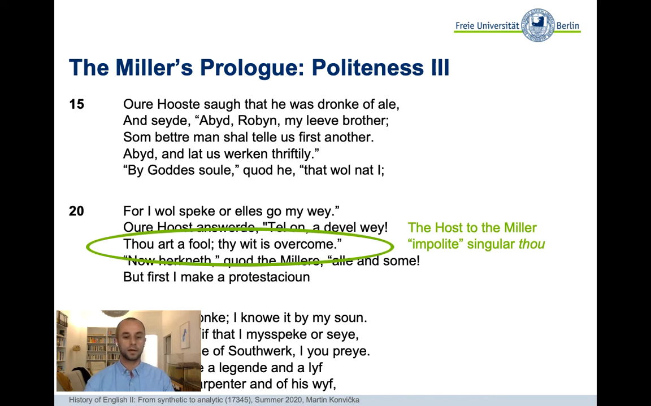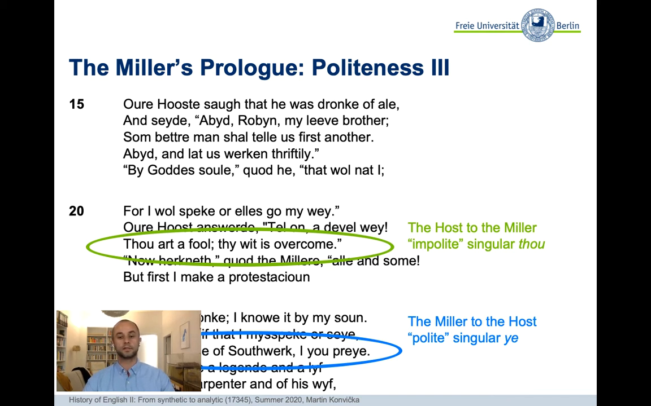Now, if we look a bit further down, in line 27, we'll see this. "Weeted the Isle of Southwark, are you pray?" Here, the miller actually responds to the host, and what he does is that he uses the singular you, or singular ye in this case.